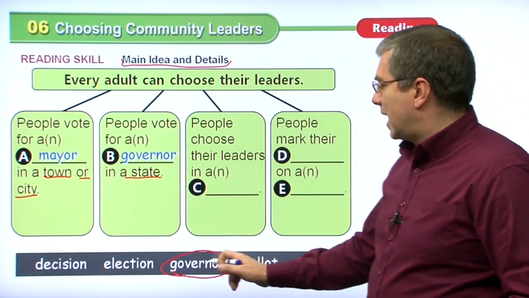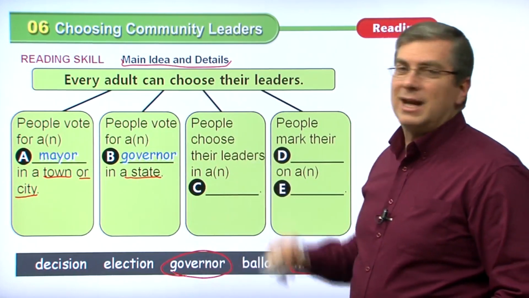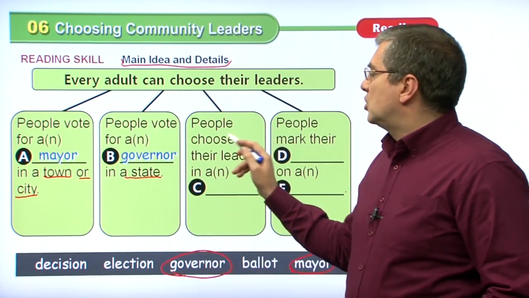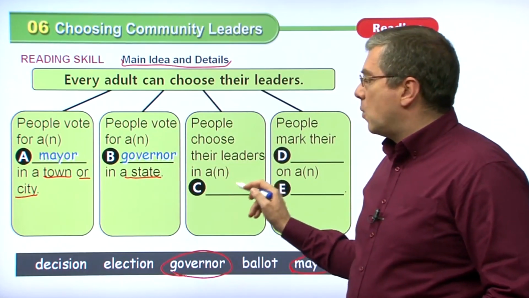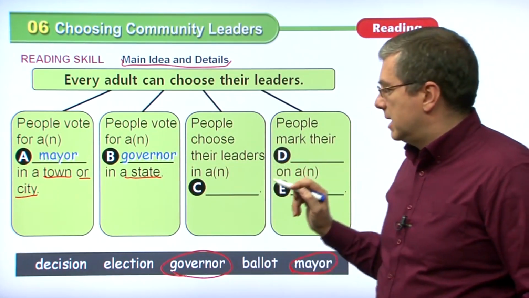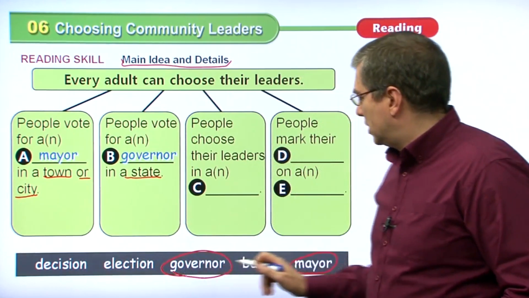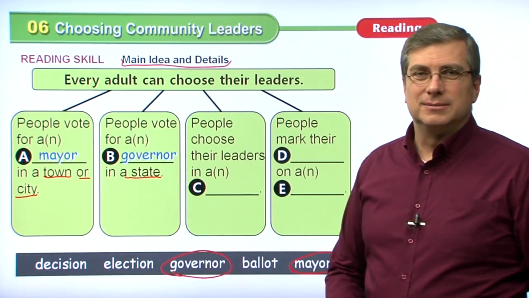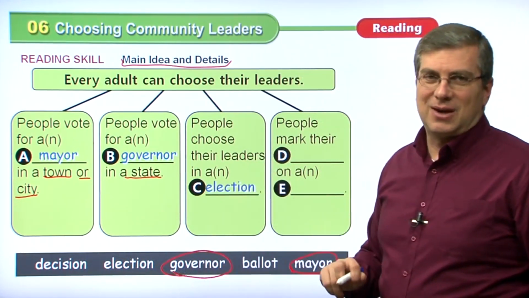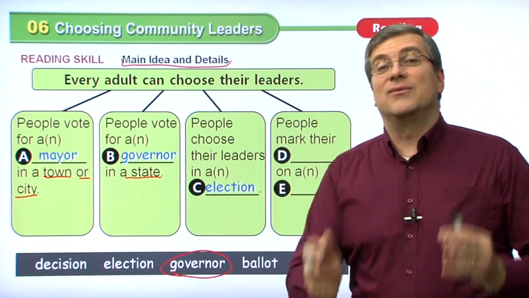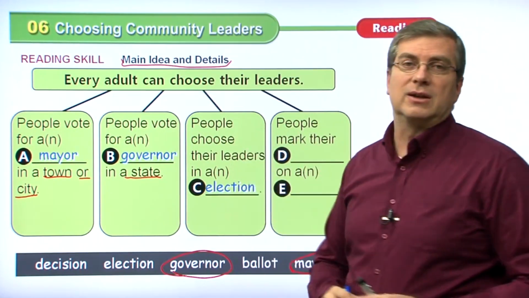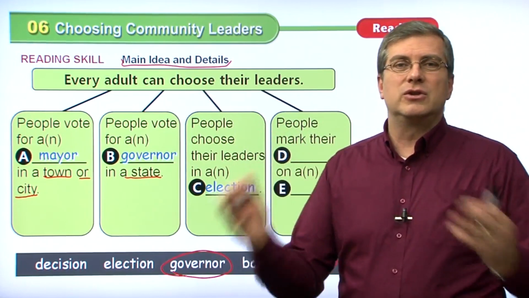Actually, there are 2 types of leaders here. They're out of the way. Now we're looking at different words. People choose their leaders in a what or an what? In a decision, in an election, or a ballot? Which sounds right? If you chose election, that would be true. Remember, election is the event when people choose their leaders. When people get together, they choose their leaders.